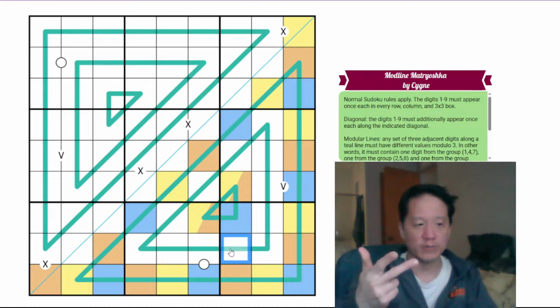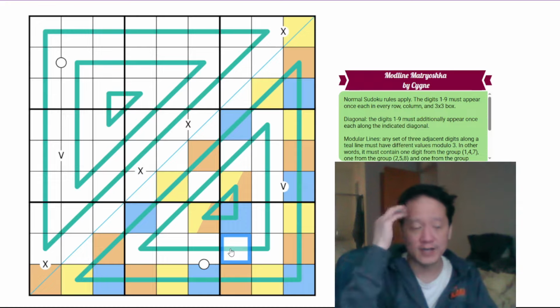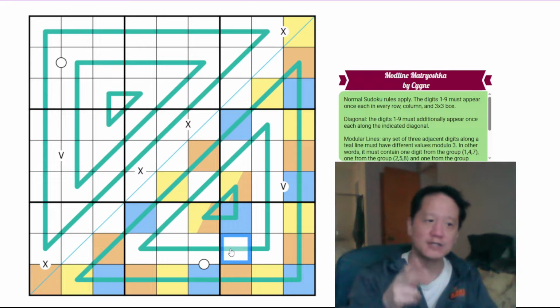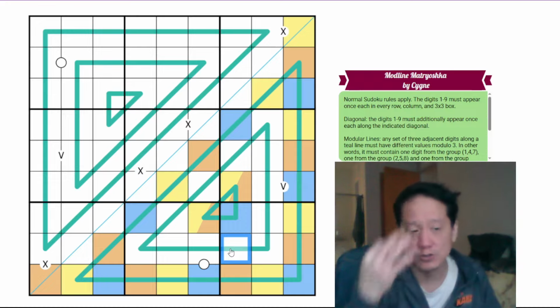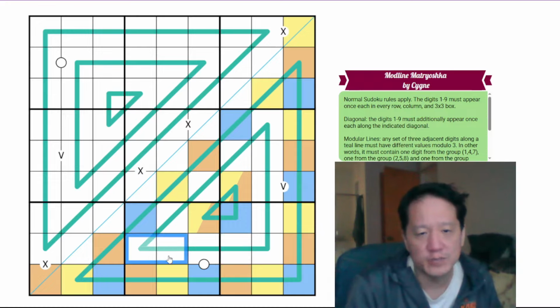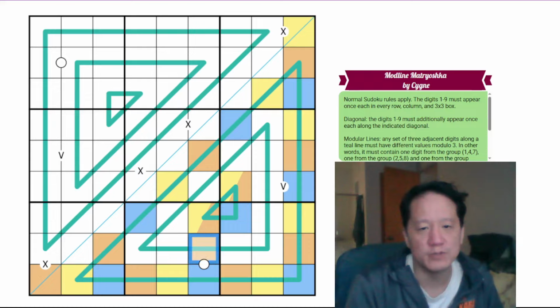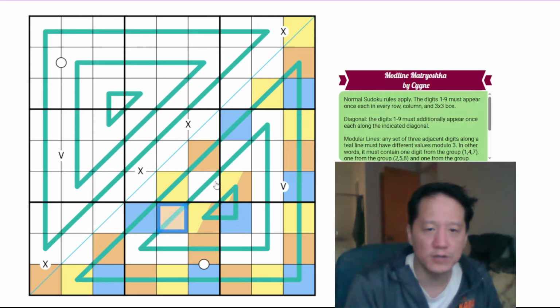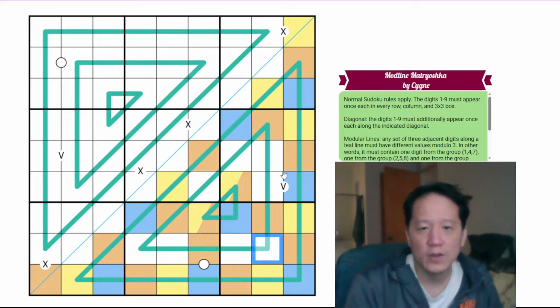1, 4, and 7 belong to 1 mod 3. 2, 5, and 8 belong to 2 mod 3, and 3, 6, 9 belong to 0 mod 3, and there's only 3 in each set. So none of the other of these can be orange, therefore this must be orange here. So every third one is going to be orange here, so that's orange. 1, 2, 3, 1, 2, 3 is orange, and 1, 2, 3 is orange here, right?